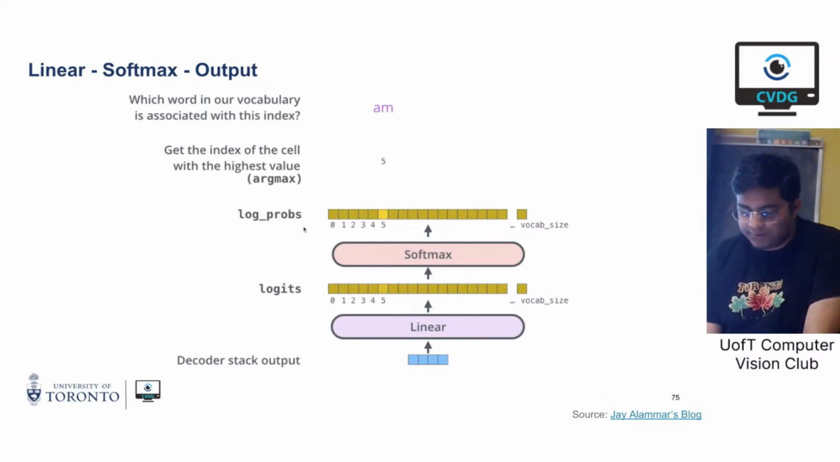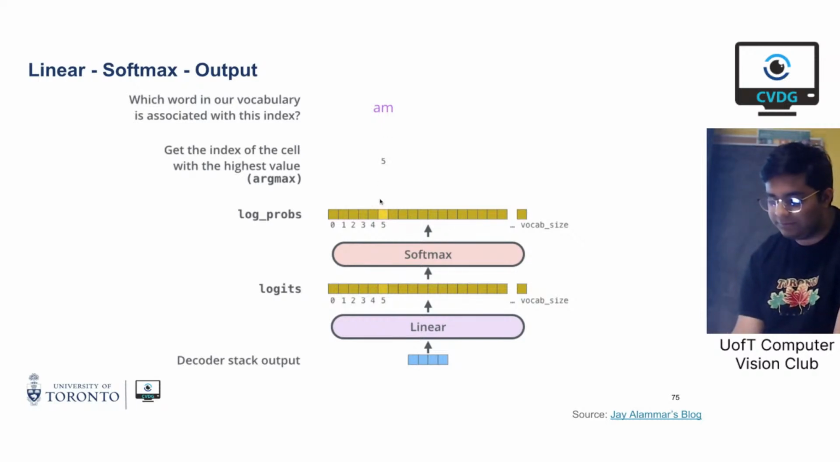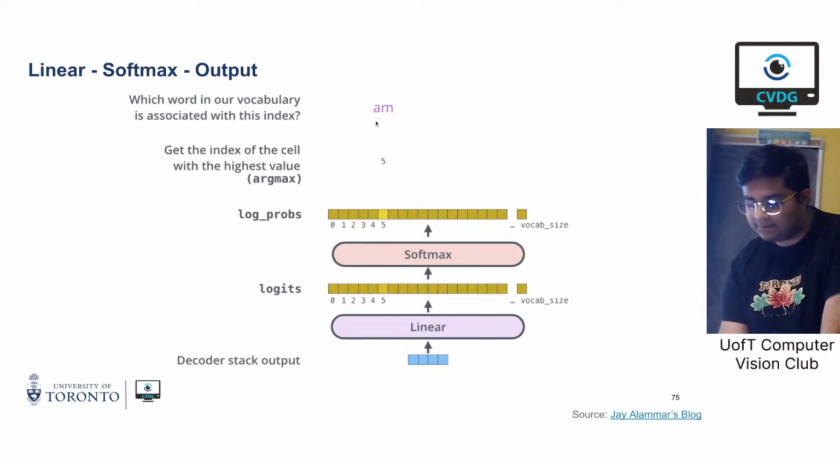So when we convert it into the probability matrix, for this example, we get that the fifth word has the highest probability. So then we tell the model that the next word is the fifth word in the vocabulary, which in this case is "am".